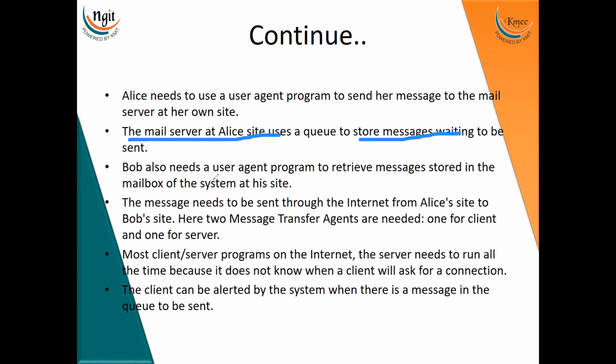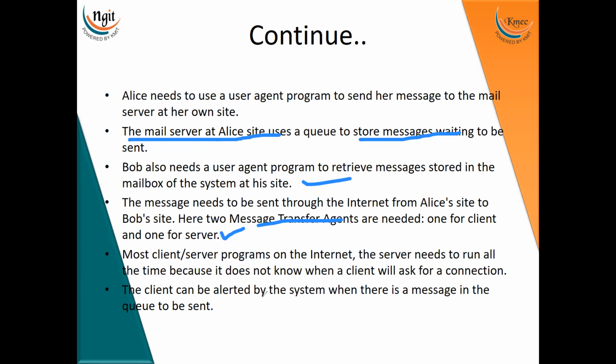Bob also needs a user agent program to retrieve the messages stored in the mailbox of the system at his site. The message needs to be sent through the internet from Alice to Bob's site, so two message transfer agents are needed. In the first scenario, we do not have message transfer agents, only the user agents. But in the second scenario, as with most client and server programs on the internet, the server needs to run all the time because it does not know when a client will ask for a connection.